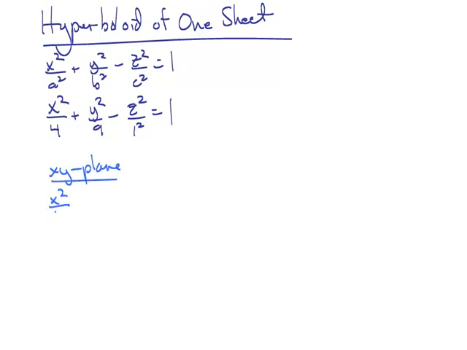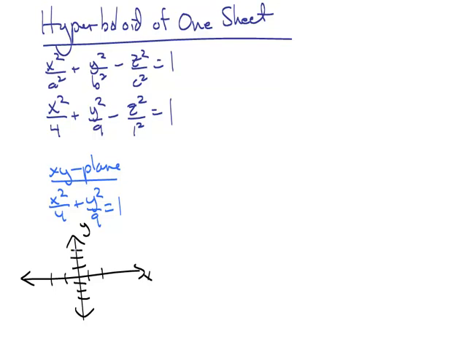Here I have x squared over 4 plus y squared over 9 is equal to 1. You are all saying to yourself, hey, I know what that is. That's an ellipse on the xy plane. It intercepts the x-axis at plus or minus 2, the y-axis at plus or minus 3. It looks like that. So there's the cross section on the xy plane. It's that ellipse. How about the xz plane?